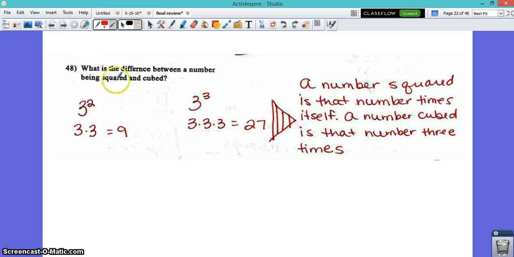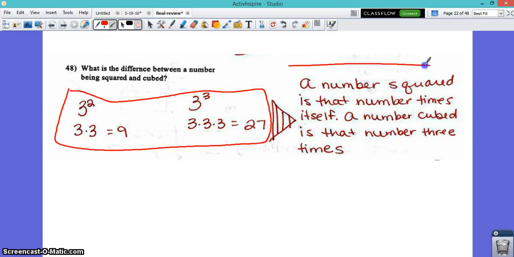48, what is the difference between a number being squared and cubed? Well, I think that's pretty self-explanatory, but this again gets back to you knowing your written rationale. And that is not only that you can visually or mathematically show me, but that you can also tell me. A number is squared if a number squared is that number times itself. A number cubed is that number multiplied 3 times.